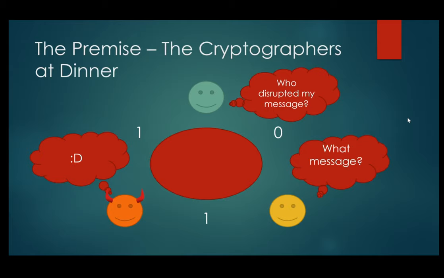So who disrupted the message? It's unclear. In this case, yellow is just unaware of what's going on because yellow doesn't know whether it was green or orange that disrupted the message.